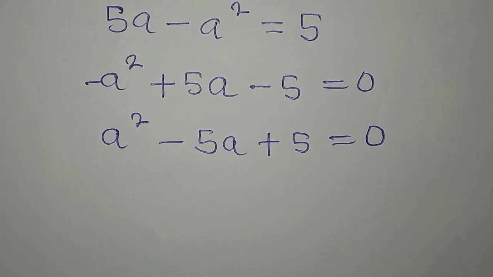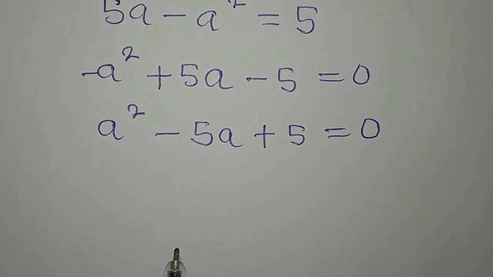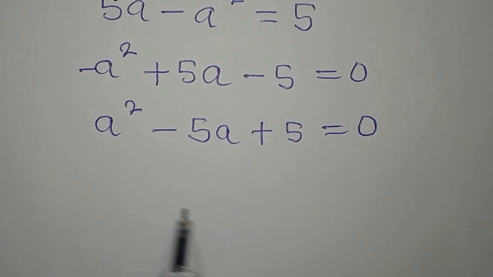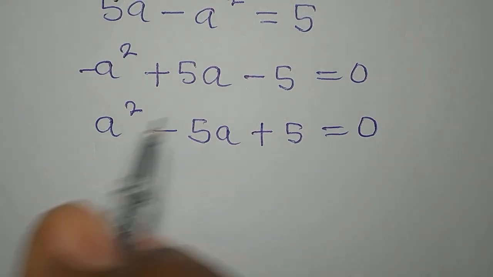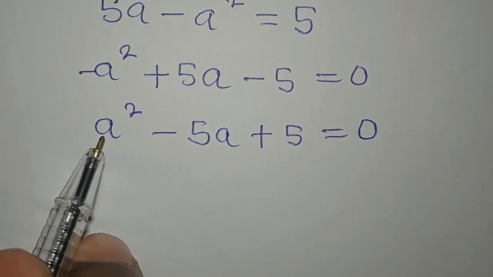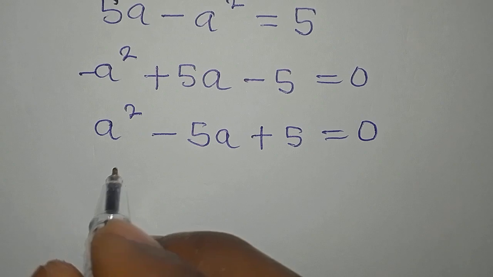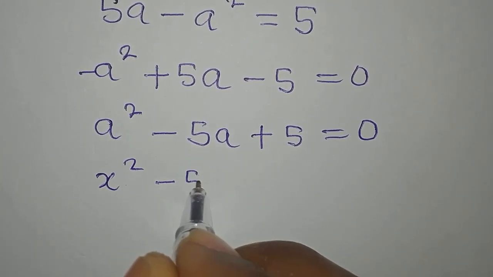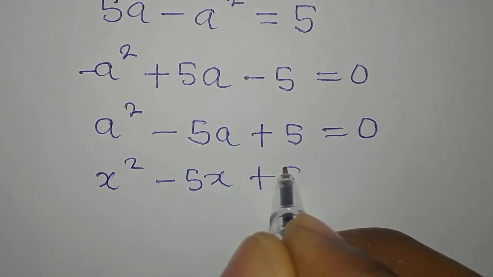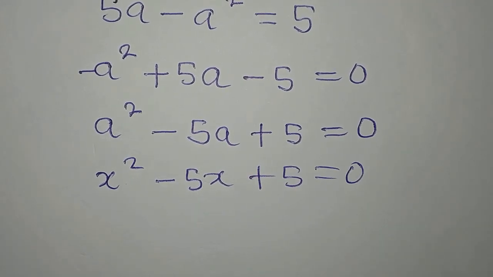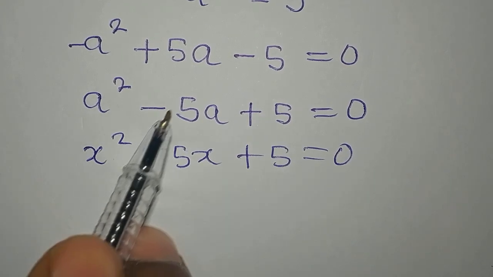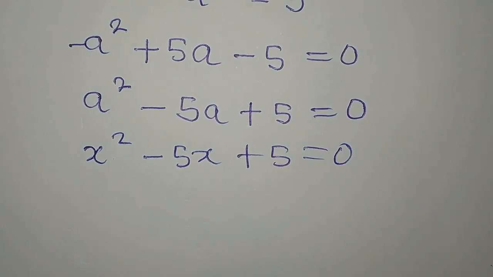Okay, so the question now is, what method do we use for this? We're going to use the formula method for this. And remember that in the formula we have something like a. So I'm going to change this equation as I get x squared minus 5x plus 5 equals 0. But mind you, whatever I get for x is the value of a. I hope that is taken.